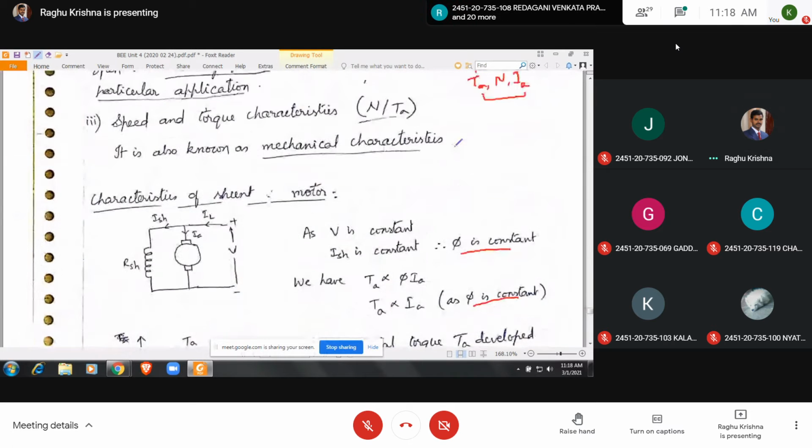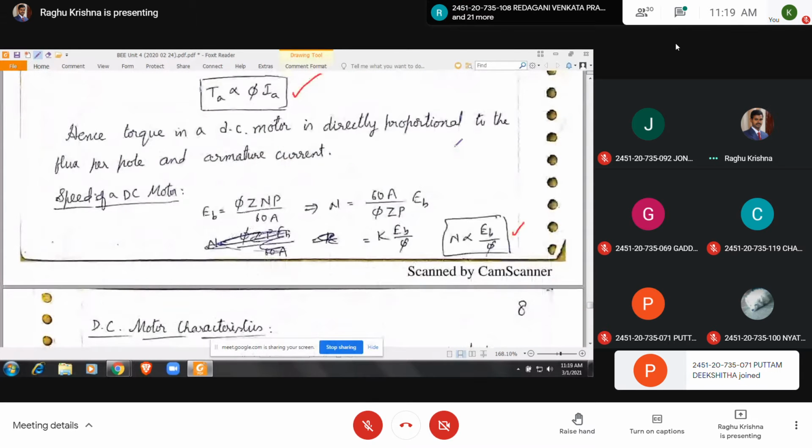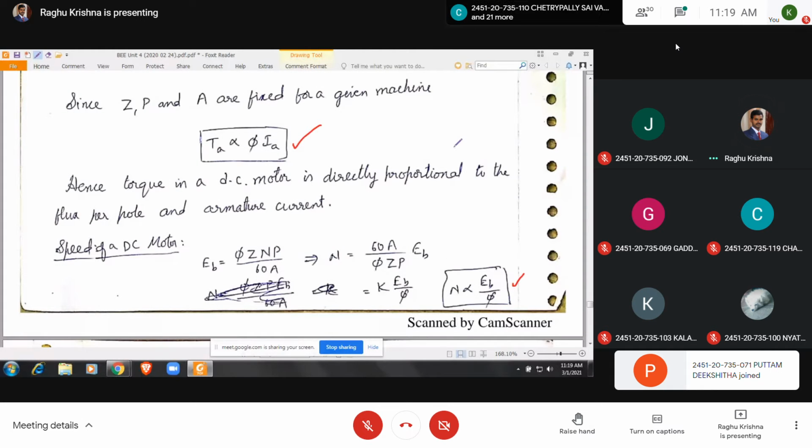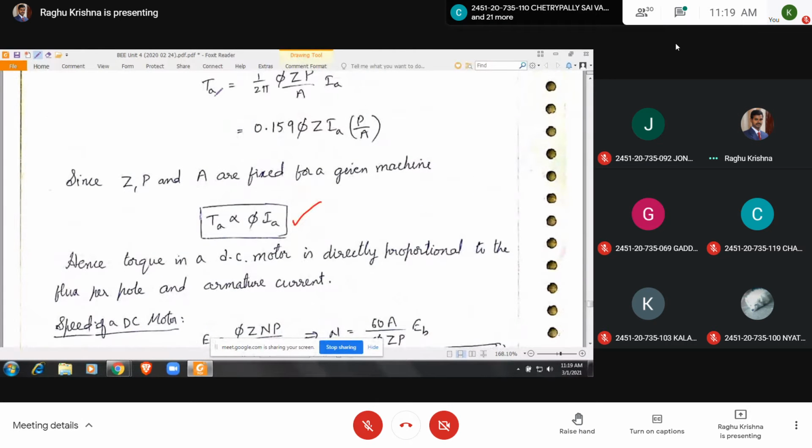If you see the torque equation, armature torque Ta is equal to 0.159 phi Z Ia P by A. Since Z, P and A are fixed for a given machine, torque is proportional to phi into Ia. So Z P Ia will be fixed for a given machine, and torque is proportional to phi into Ia.